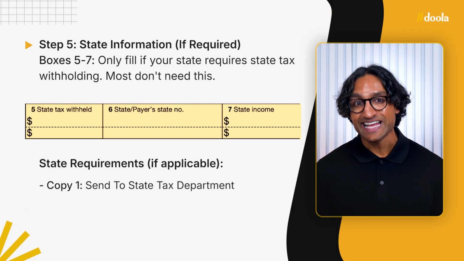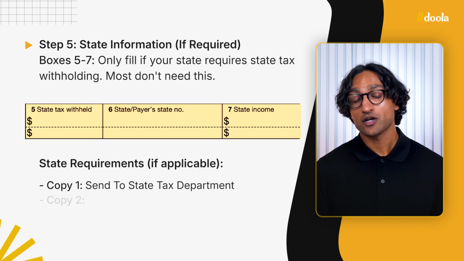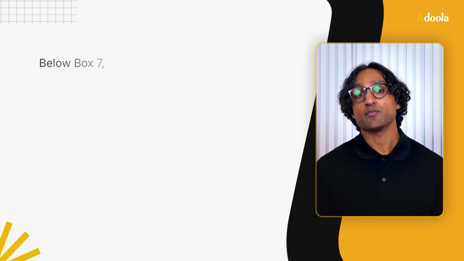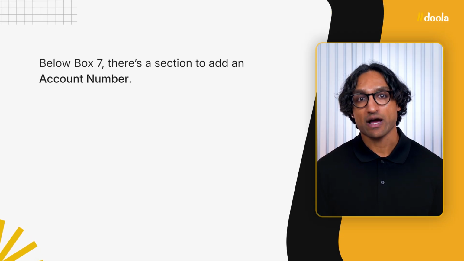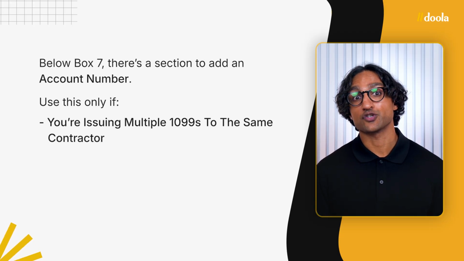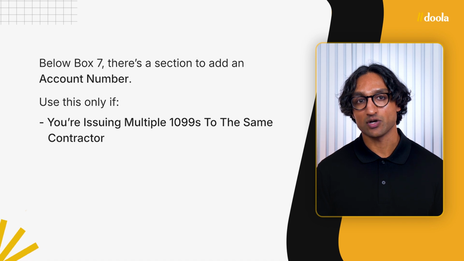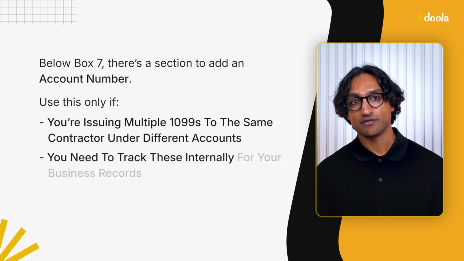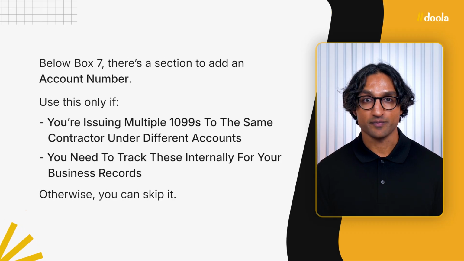Let's talk about state requirements. Copy 1, send to the state tax department. Copy 2, give to a contractor for their state filing. Below box 7, there's a section to add an account number. Use this only if you're issuing multiple 1099s to the same contractor under different accounts. You need to track these internally for your business records. Otherwise, you can skip it.